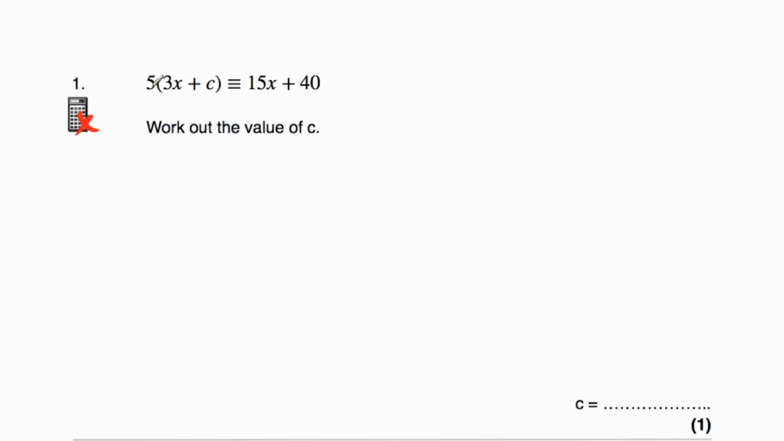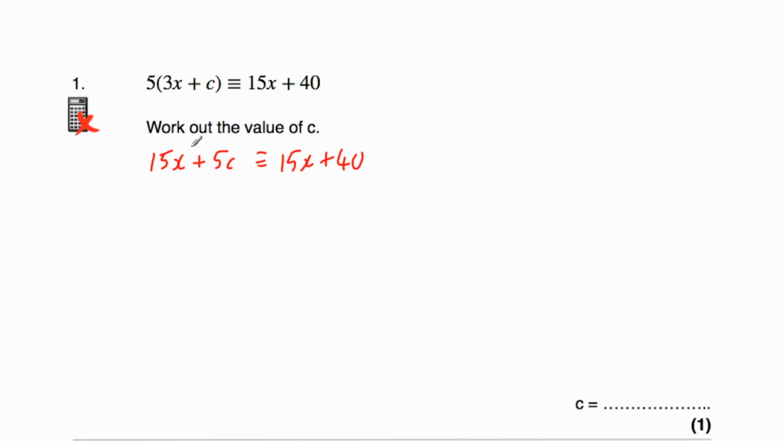Question number one says we've got 5 bracket 3x plus c close brackets is equivalent to 15x plus 40. So we're trying to find the value for c here. The question says work out the value for c. So let's start off by expanding our brackets. On the left hand side, we get 5 times 3x, which is equal to 15x, and then 5 times c, which is plus 5c. And that's equivalent to 15x plus 40.